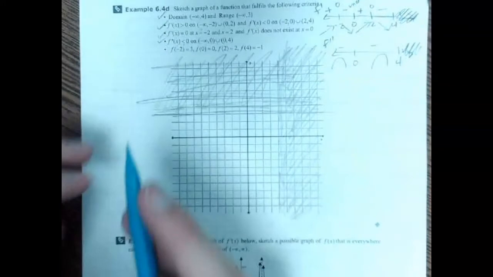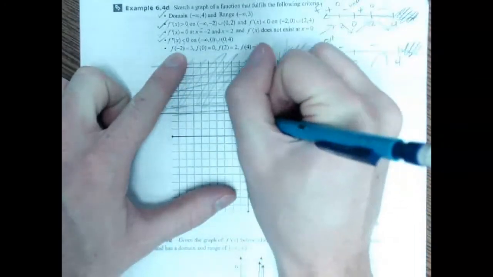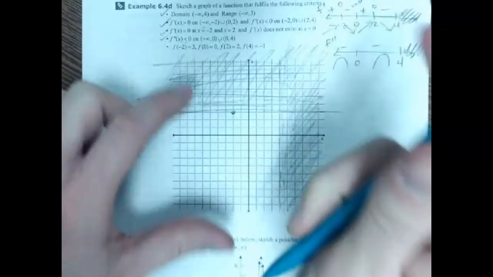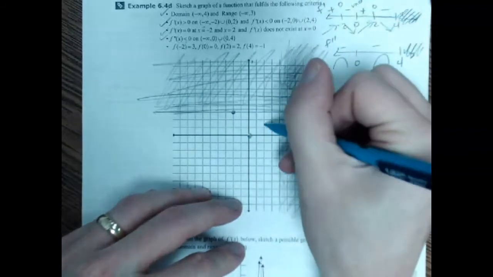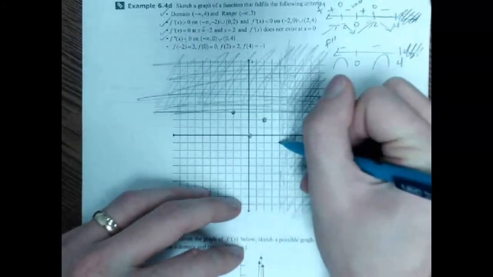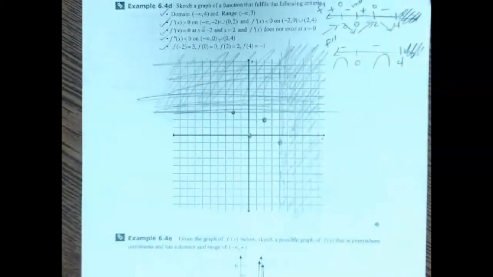We got some coordinate points. That's great. f of negative 2 equals 3. 0, 0. 2, 2. And 4, negative 1. Okay, so let's now try to connect all these pieces and figure out what this graph is going to look like.